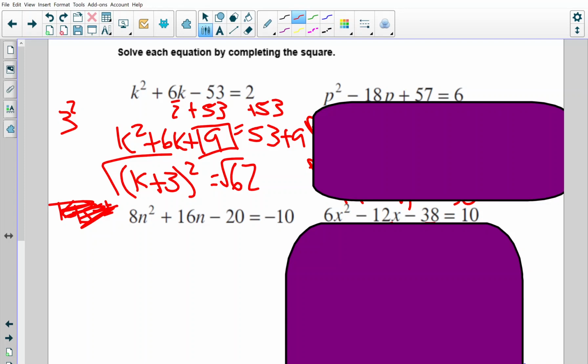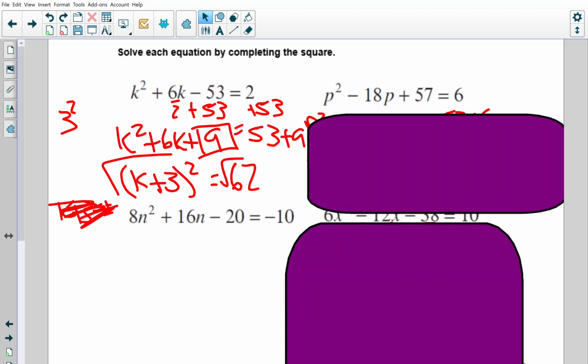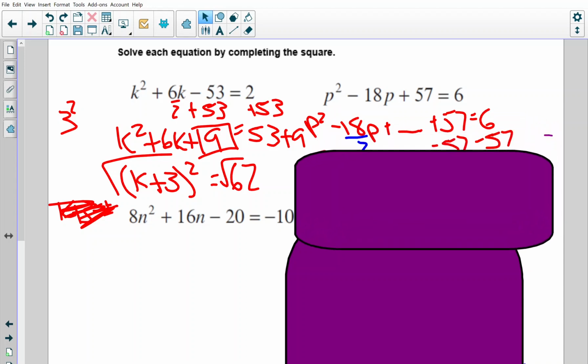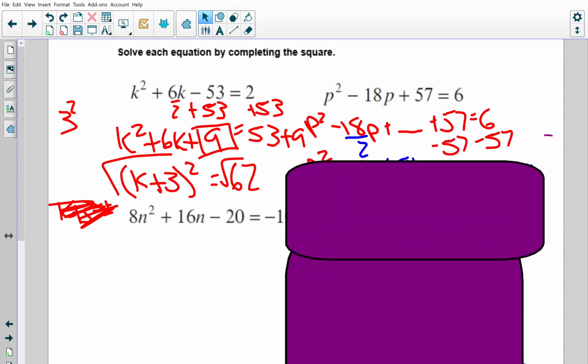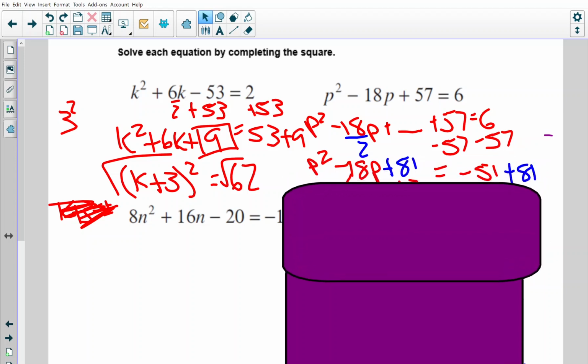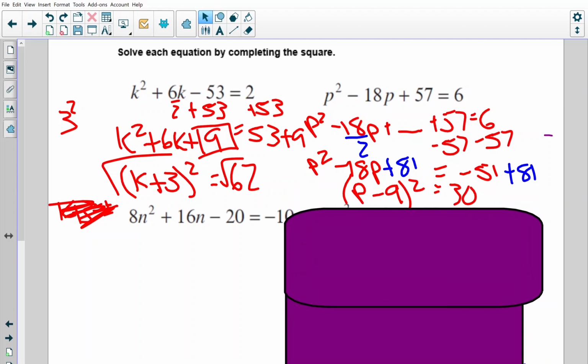You're going to push pause and see if you can do this one on the right. Half of negative 18 is what? Negative 9. Negative 9 squared is 81. Up here, we subtracted 57 from both sides and got negative 51. When we add 81 to both sides, this factors into p minus 9 squared plus 30.